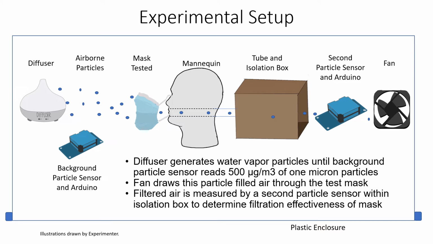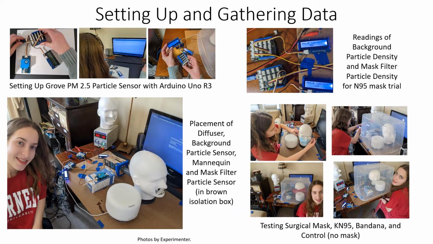A tube runs from the mouth of the mannequin head to an isolation box with a second particle sensor inside. Air is drawn into the mannequin head through the tested mask using a fan placed at the end of the box. Air is pulled through the mask, which filters the particles, so filtered air is pulled into the isolation box to be measured using the second sensor. This measurement of filtered air is made when the background particle density generated by the diffuser is 500 micrograms per cubic centimeter. These are photos of setting up the experiment and gathering data.